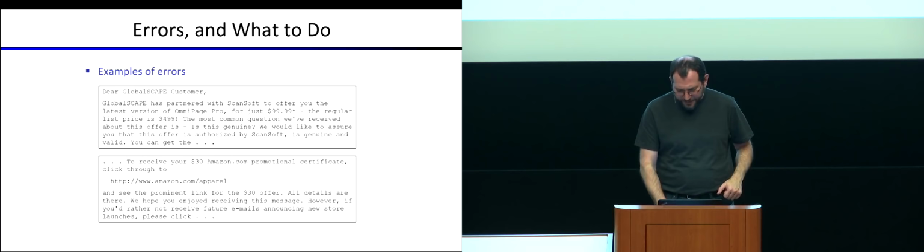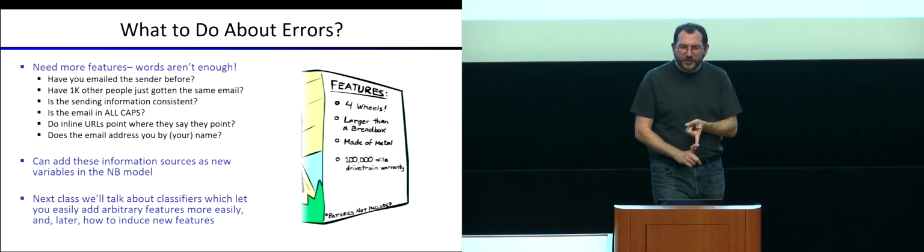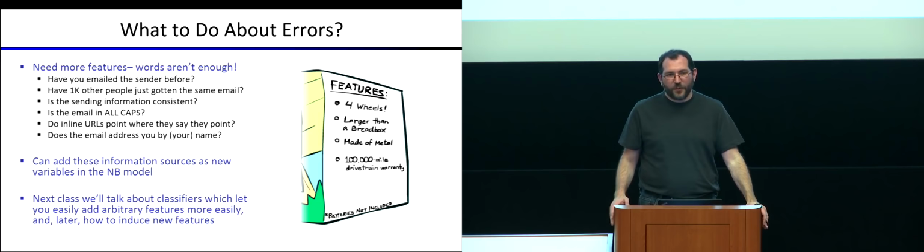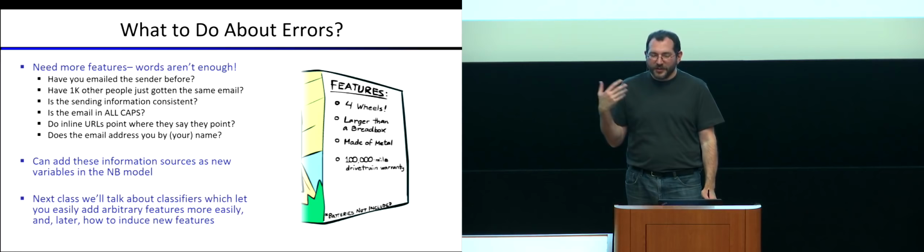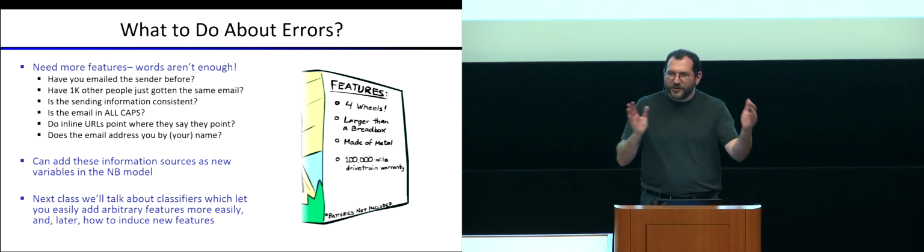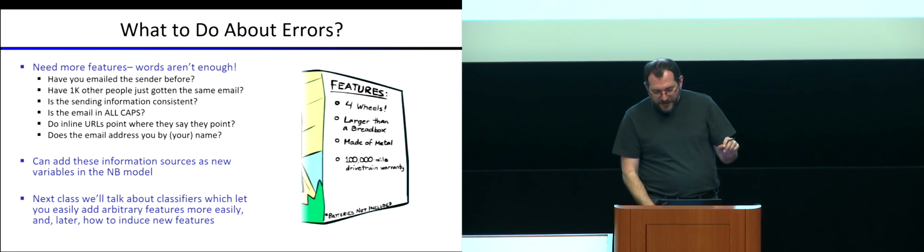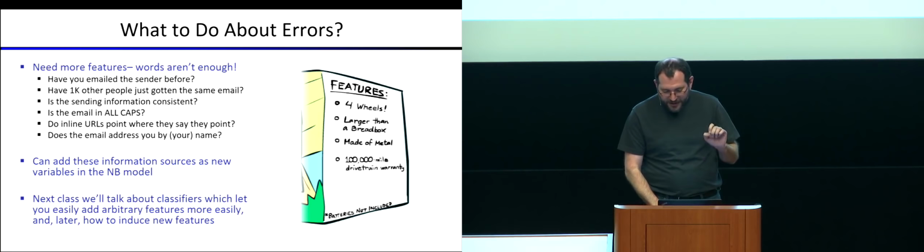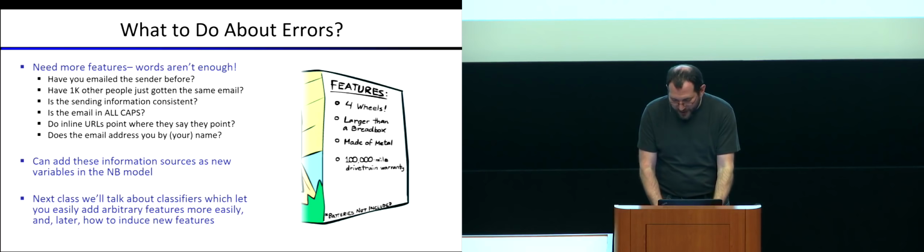So what are you going to do when you make errors? Well, one thing is, in general, you're going to need more features. In spam classification, we found out that it wasn't enough to just look at words. You've got to look at other metadata from the ecosystem. For digit recognition, you do more advanced things than just looking at pixels, where you look at things like edges and loops, and try to do things that are invariant to rotation and scale and all of that that vision folks think about. You can add these as sources of information by just adding variables into your naive Bayes model, but we'll also talk in the next few classes about ways to add these more flexibly and also ways to induce these.